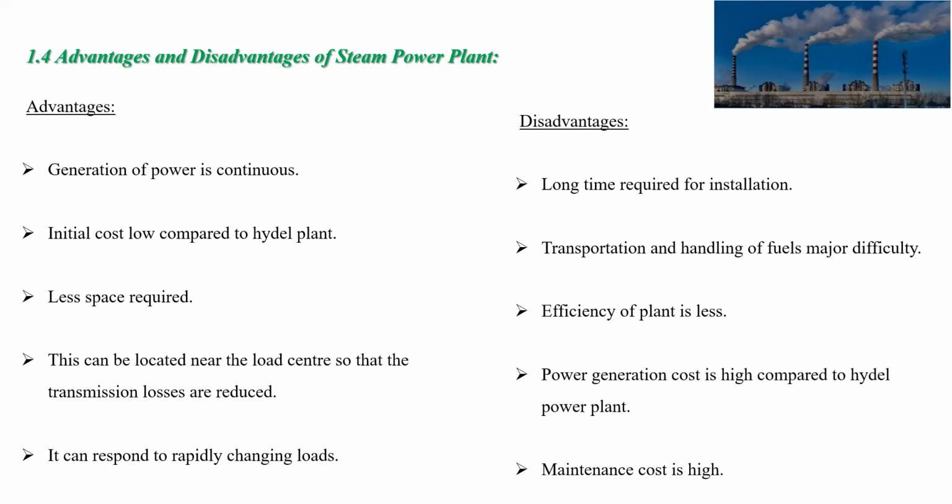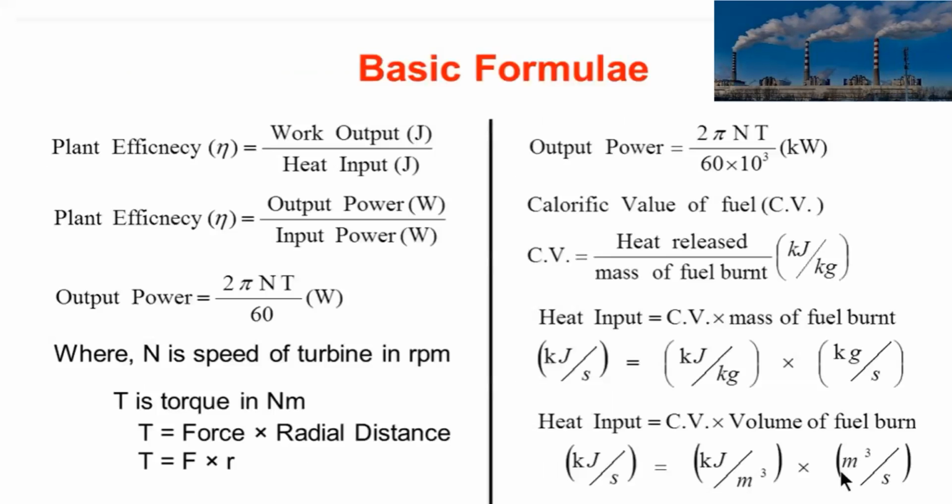Maintenance cost is also high. As there are so many auxiliaries and so many devices to convert this fuel energy into electricity, automatically the maintenance cost increases compared to other power plants. In a hydro power plant, very few auxiliaries are there, whereas in a thermal power plant there are so many auxiliaries. That's why the maintenance cost goes on the higher side. So this is about thermal power plant.